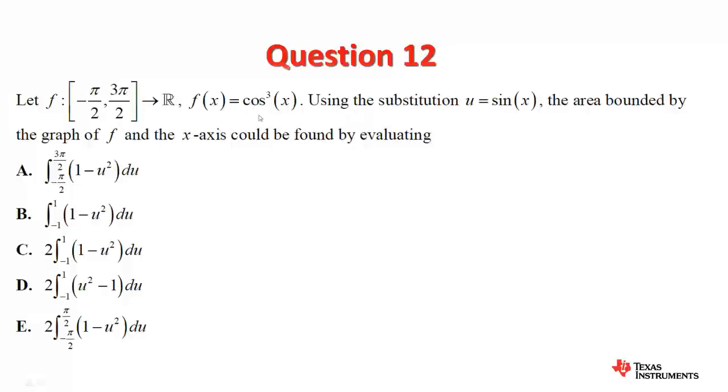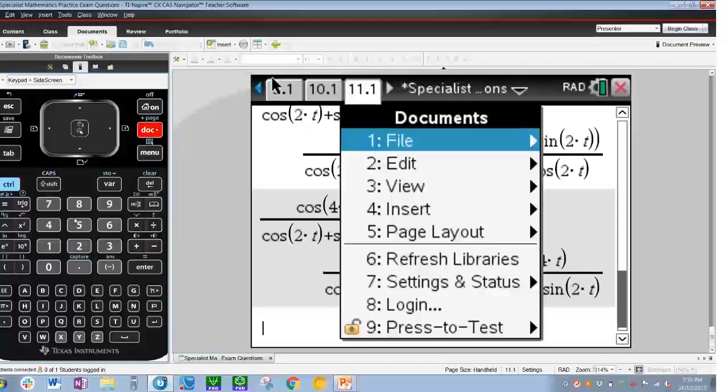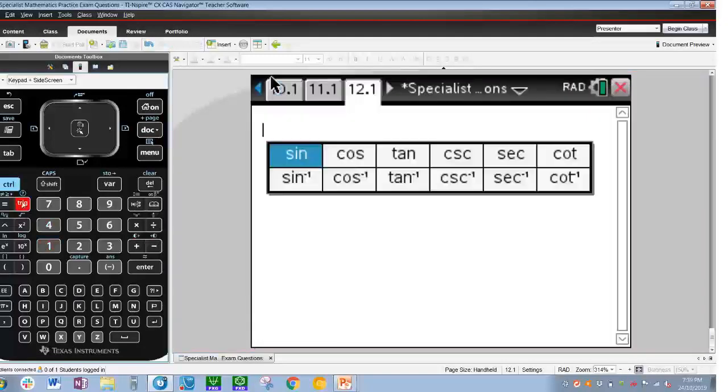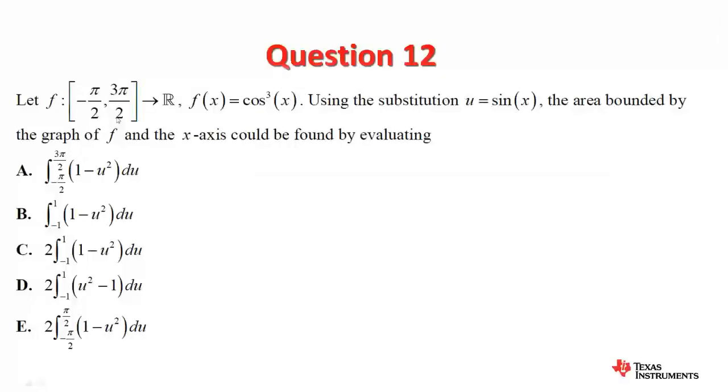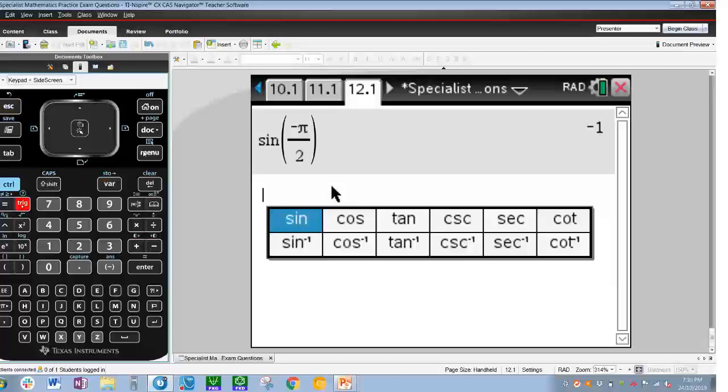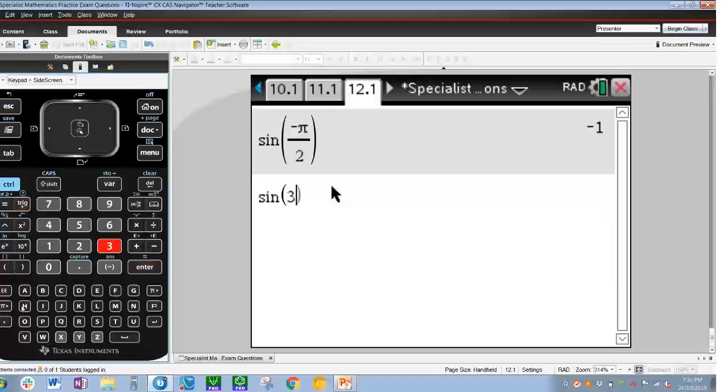So we have 1 minus u squared left over in the integral, and the last thing to do is to change the terminals of integration. We can do that using our calculator. So when x equals negative pi on 2, our u would equal sine of negative pi over 2. So getting that sorted, I'm simply going to evaluate trig sine negative pi over 2. Sine of negative pi on 2 is, of course, negative 1. And then let's find what sine of 3 pi over 2 is. So now let's go to trig sine and then 3 pi over 2. That's also negative 1.